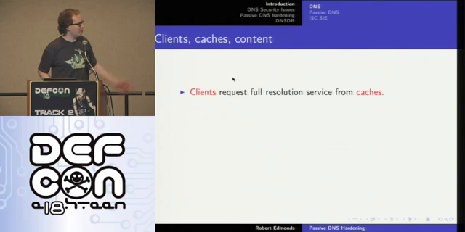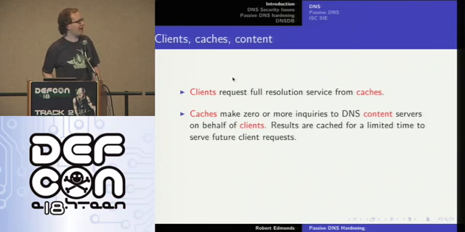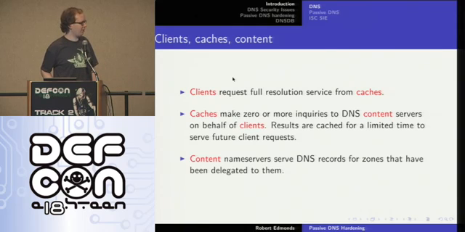Excellent. Some terminology. We have clients, caches, and content. There are 3 fairly well-defined roles in the DNS. Clients request full resolution service from caches. Caches make 0 or more inquiries to content servers on behalf of clients, and the results are cached. And we have content name servers, which serve the DNS records that have been delegated to them.